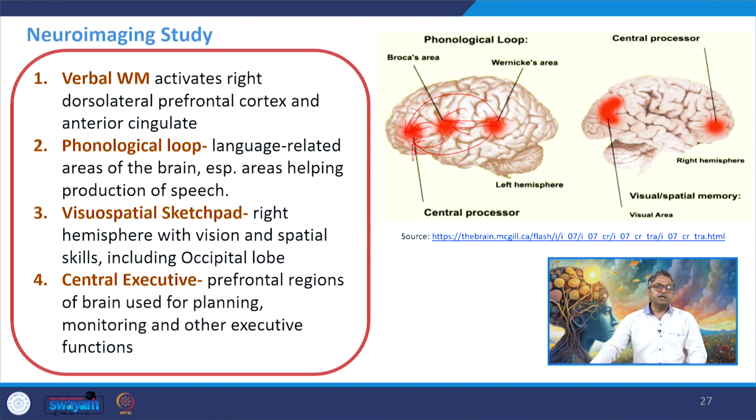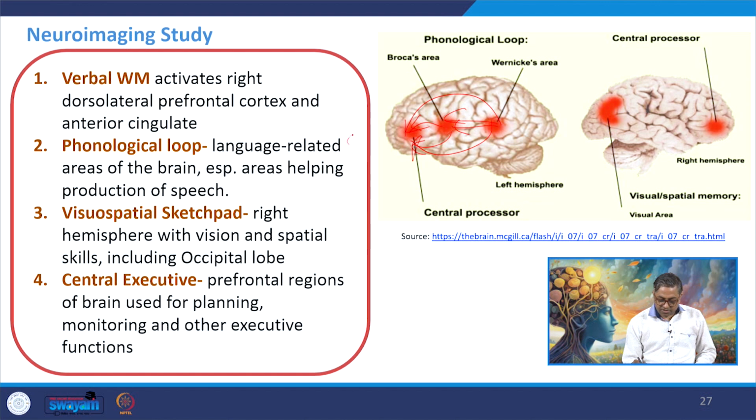In addition to that, we have also seen some activation in the anterior cingulate cortex. The anterior cingulate cortex is also a reward and punishment system. So, when an individual is rehearsing a list of items, it could be rewarding, depending on how many words one has remembered or rehearsed, or it could be a form of punishment also. So, this area shows some activation.